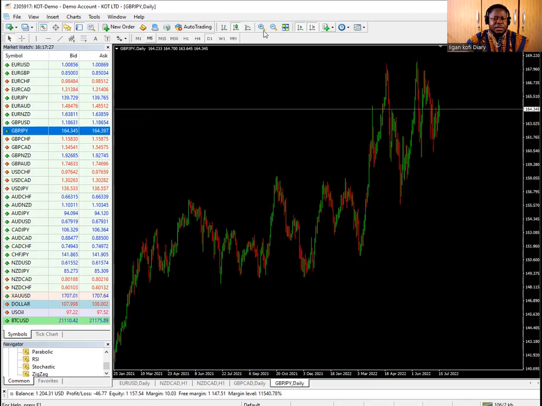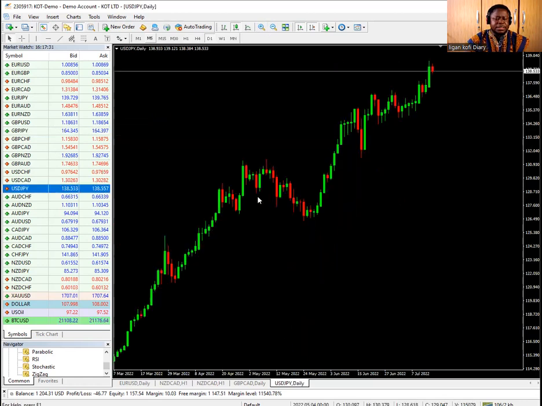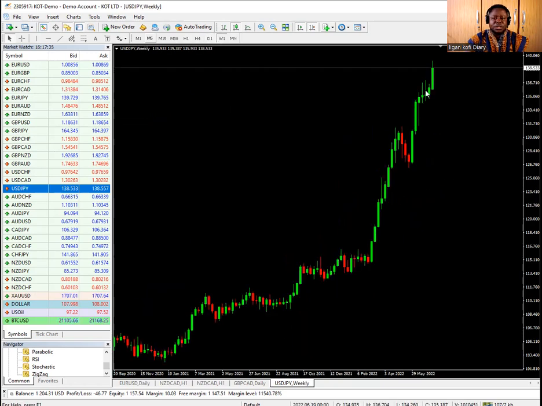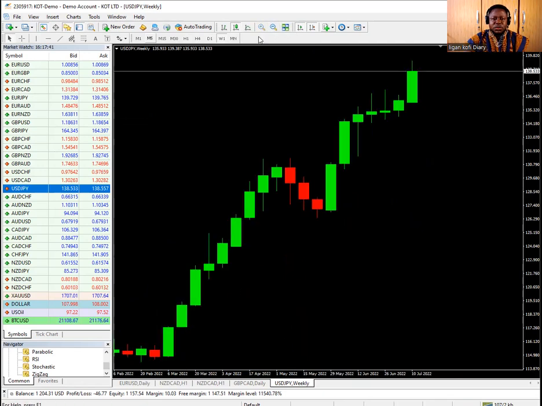All right. Now, if I take the next pair, which is going to be USD JPY. As for USD JPY, it has been going bullish, bullish, bullish for only God knows when. But at this very moment, if you agree with me, this is on the weekly time frame.